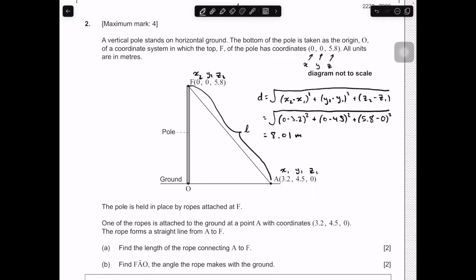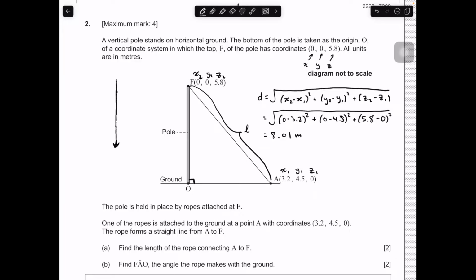Part B asks us to find FAO, so angle FAO, the angle the rope makes with the ground. So FAO, remember we start at F, go to A, and then go to O. All right, so this is a 2-mark question. How can we solve this? It's somewhat tricky. We might say, okay, this is a right angle, and it really is. But since we're dealing with 3 dimensions, I'm actually going to draw a quick coordinate grid. And I hope this doesn't make it more confusing.